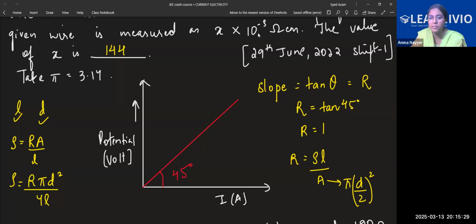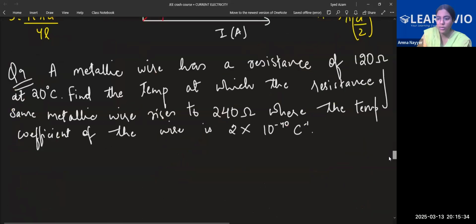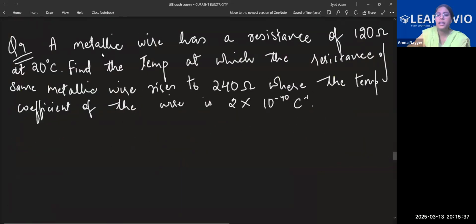Okay, one question based on the formula of the resistance with temperature. So this says a metallic wire has a resistance of 120 ohm at 20 degrees Celsius. You have to find the temperature at which the resistance of the same metallic wire rises to 240 ohms, where the temperature coefficient of the wire is 2 into 10 to the power minus 4. What do we have to calculate? Temperature. See, both the resistances are mentioned. The resistance at the room temperature, the resistance at the rise in temperature. Both the resistances are mentioned.